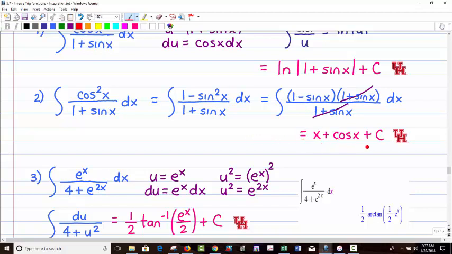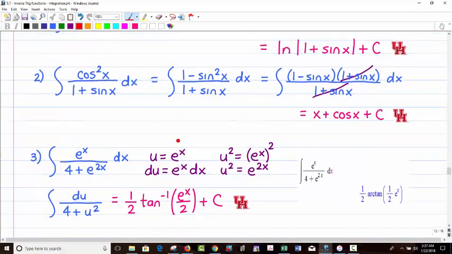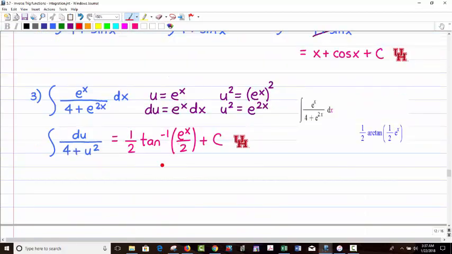And so you have x plus cos x plus c. Now here's one using e's that turned into arctan. It's kind of interesting, because in this case, to get e to the x dx, and then in the numerator we want u to be e to the x, because the derivative of e to the x is e to the x. So I let u be e to the x, which actually makes u squared equal e to the 2x.